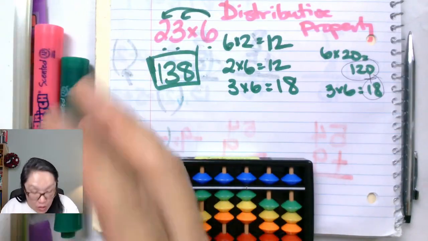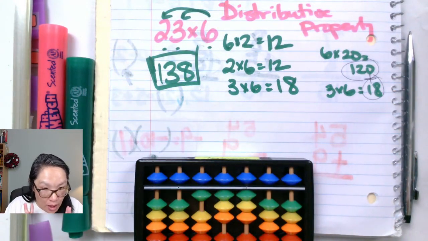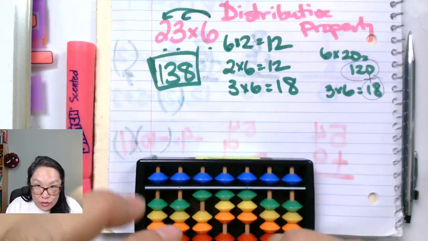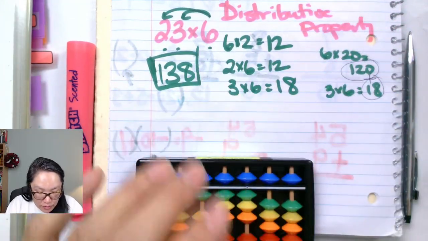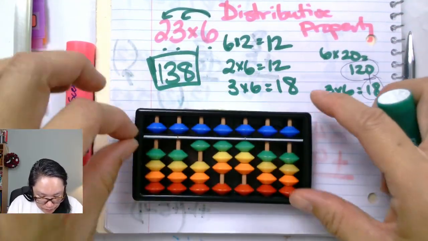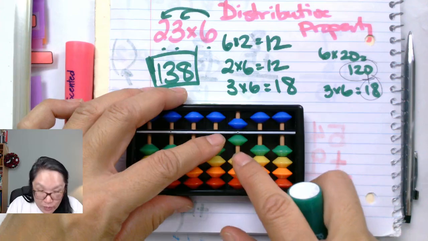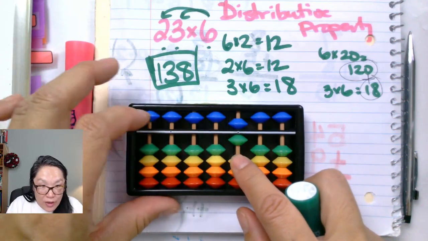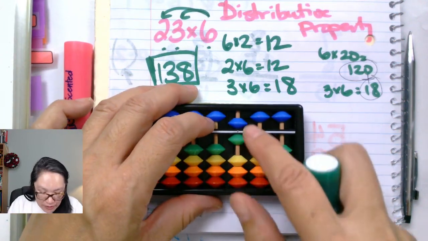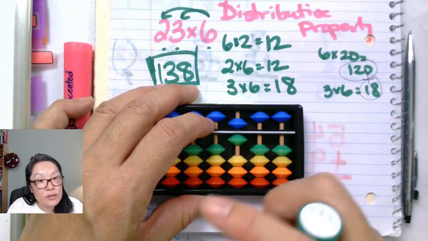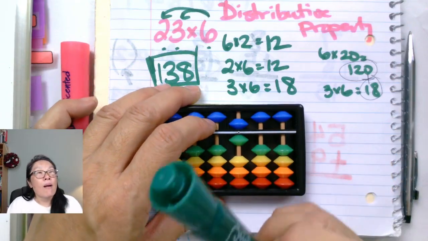Okay, so we can do more multiplication. When we do 6 times 2, we have 6 on the abacus. We want to add another 6. To add another 6, can we do it? No, this would be a 2-step.